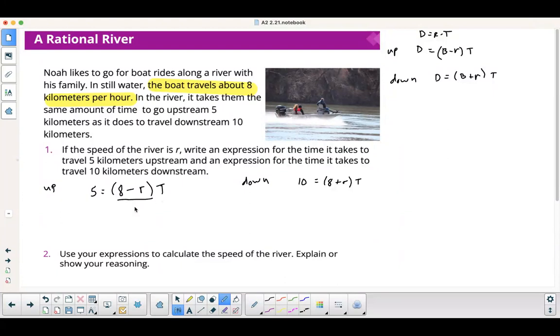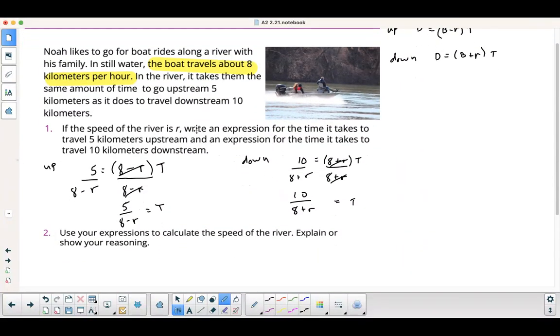So if I divide this by 8 minus r, and I divide this by 8 minus r, these will cancel. So now this is the same equation, I just manipulated it around. It's a 5, not an s. And then same thing here, divide this by 8 plus r. Those cancel, so I get my time equals 10 divided by 8 plus r.